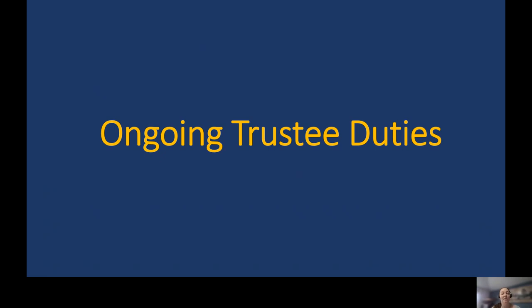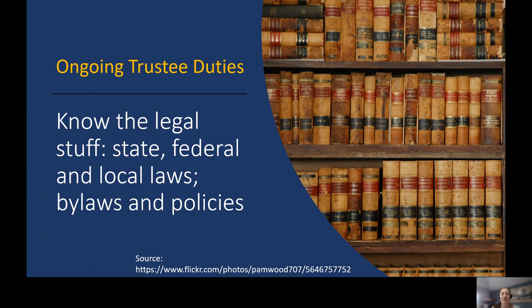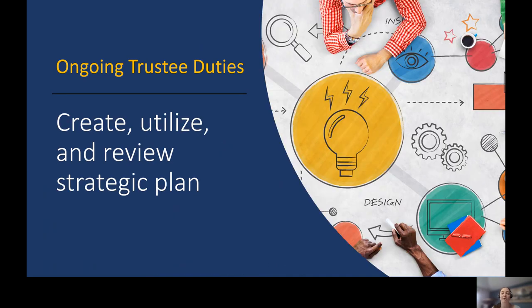As a trustee, you should be familiar with laws impacting the institution, including federal, state, and local laws. You should also be familiar with your bylaws and policies. Trustees ensure that a strategic plan is in place, which the director coordinates and implements. The strategic plan requires a regular commitment from both parties to review progress, reaffirm its support to the library's mission, and to update the plan.